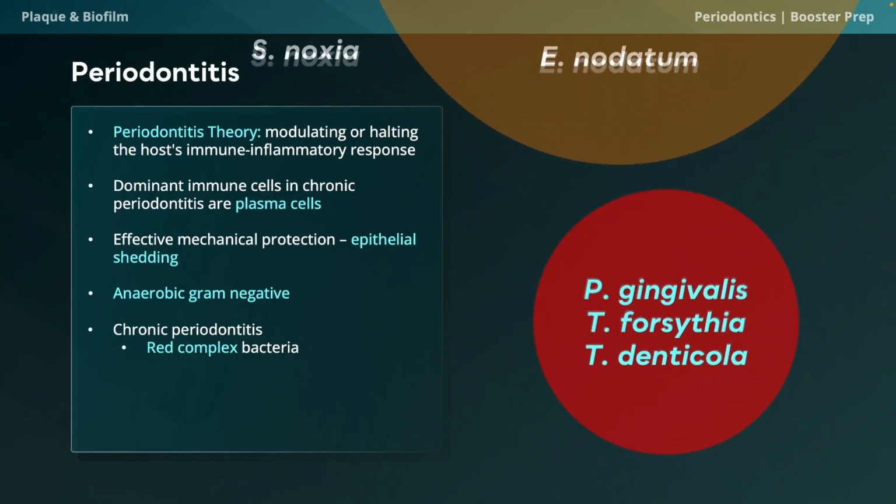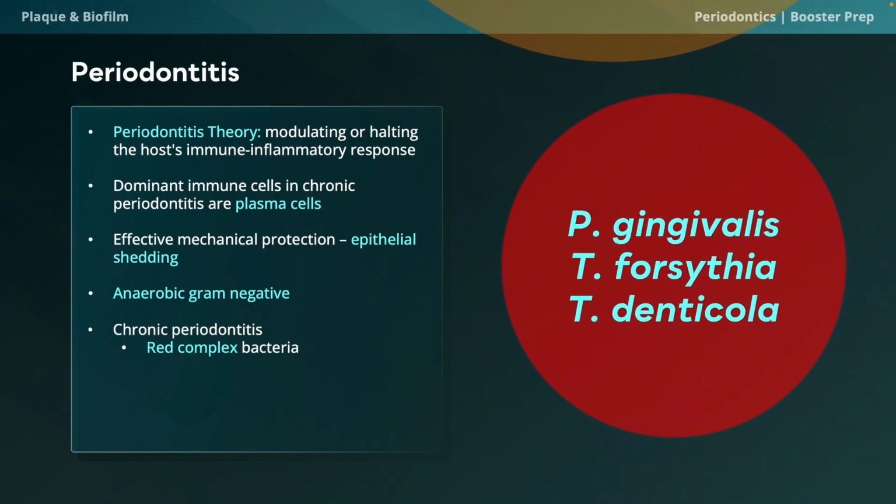And then lastly, and most importantly, we get to the red complex. This is what causes the disease. So these bacteria appear last and are linked to periodontitis. They include Porphyromonas gingivalis, Tannerella forsythia, and Treponema denticola. Those are the three ones that you definitely need to know.